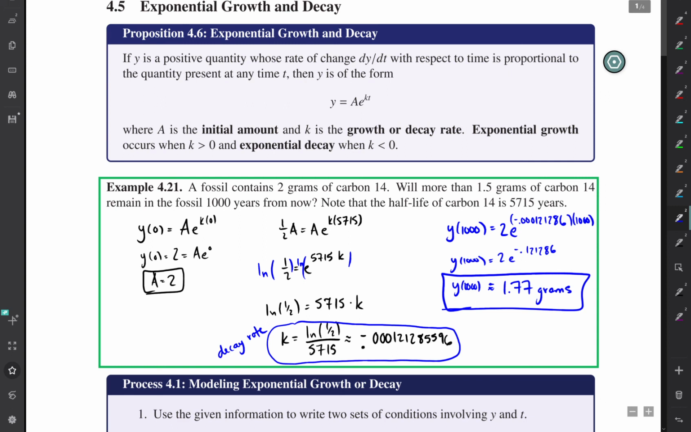And so the question is, will more than 1.5 grams of carbon be remaining after 1,000 years? And the answer is yes. In fact, there will be 1.77 grams left after 1,000 years.